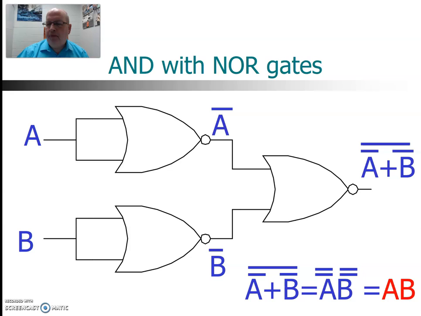And notice the important part there is the algebraic conversion of the expression here using DeMorgan. This movement of changing the operation from addition to multiplication and breaking up the overbar, that's exactly what we do with DeMorgan's theorem.